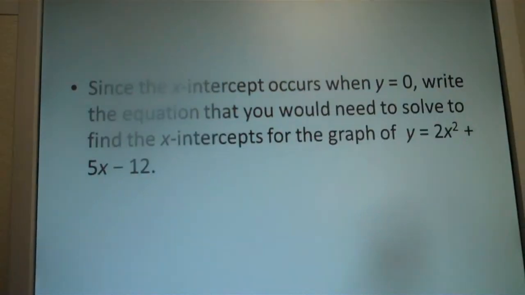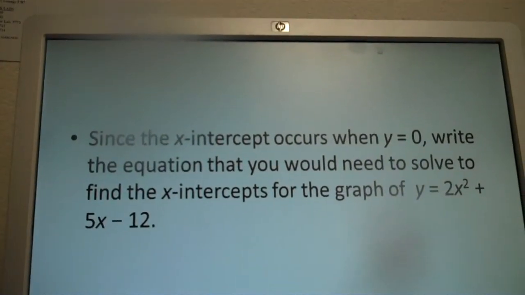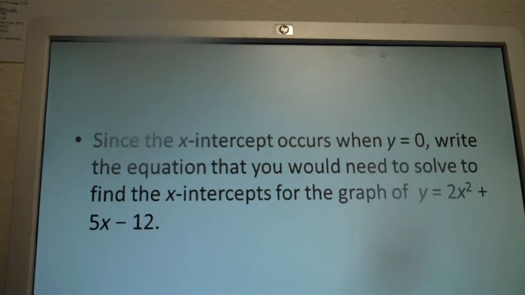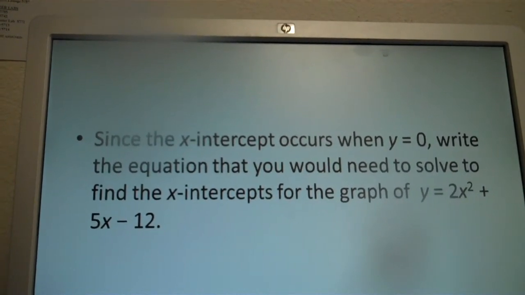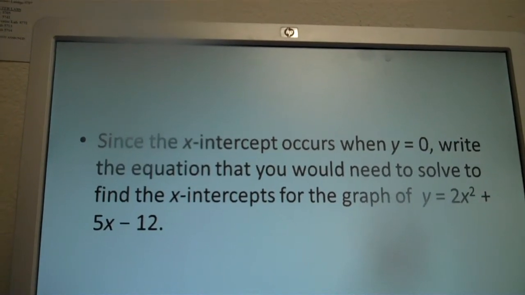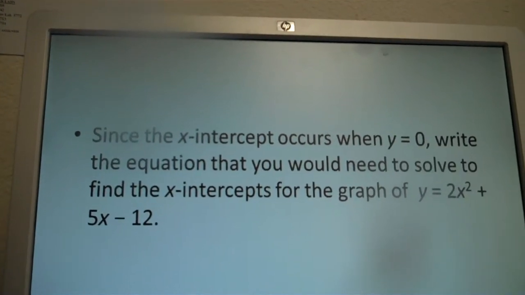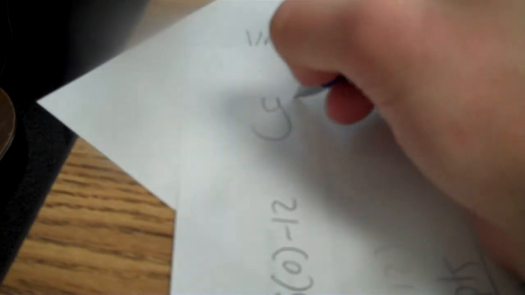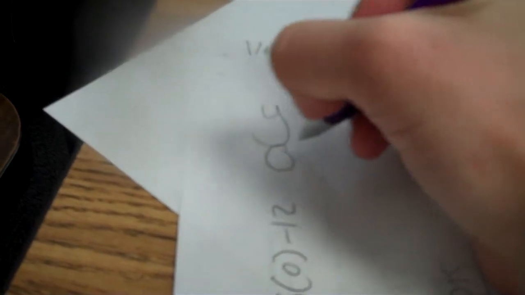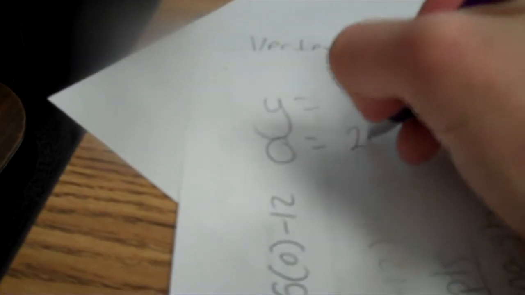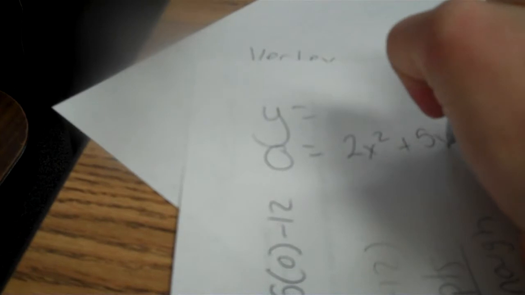Next thing here, since the x-intercepts occur when y equals 0, write the equation you would need to solve to find the x-intercepts for the graph of y equals 2x squared plus 5x minus 12. Go ahead and pause the video for a second on that. And when we come back, this time we wanted y to equal 0, so y was right here in that spot. So I'm going to say 0 equals 2x squared plus 5x minus 12. If I could solve this and find the x's here, I'd know where my x-intercepts are.